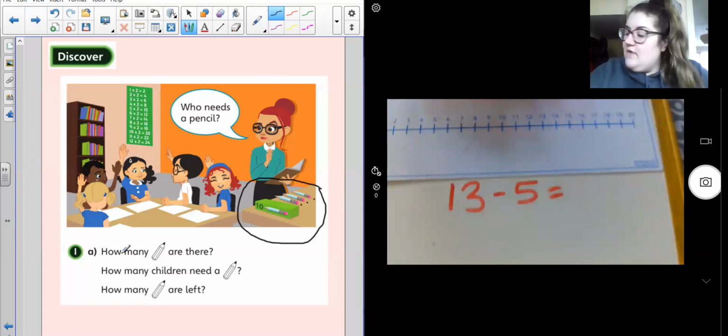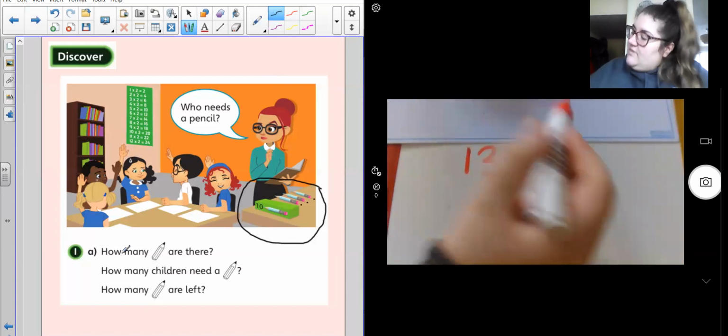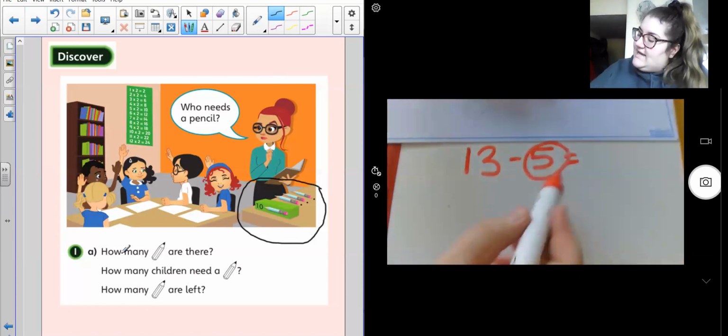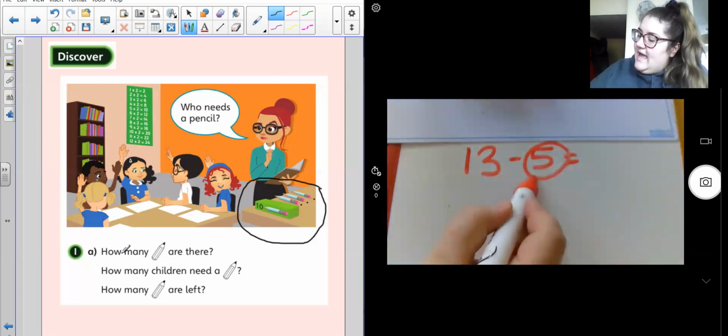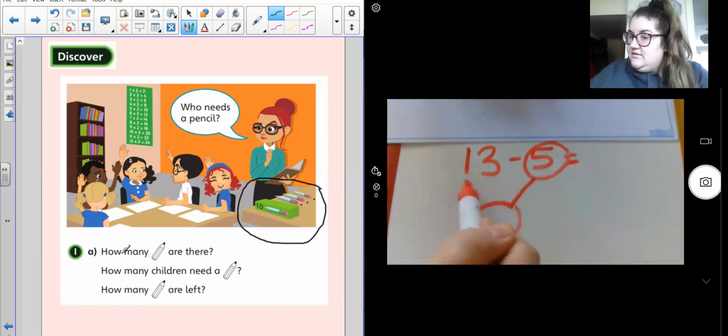So this is what we're going to do today. We're going to continue to partition that number. Okay, so I'm going to circle the number 5 because that's what I'm going to break down. And I know that in order for me to bridge through 10, to cross through 10, if we look at this number 13, I know that I would need to take 3 away to get to 10.